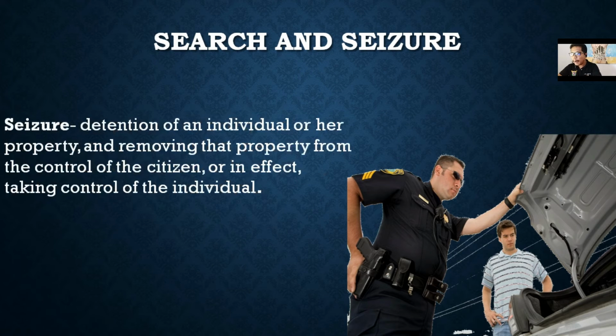Next, let us define what is seizure. Seizure is the detention of an individual or her property and removing that property from the control of the citizen, or in effect, taking control of the individual. So basically, when you say seizure, you detain an individual, or you take his property, or you remove the property from the possession of the person, or simply take control of the individual. That could be under what we call seizure.